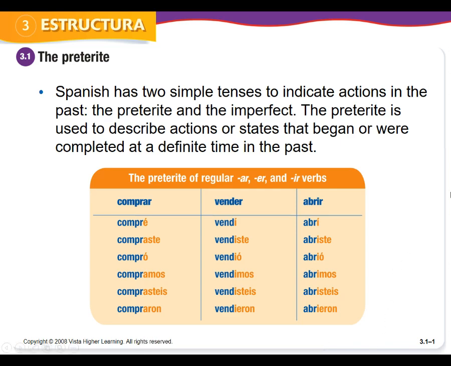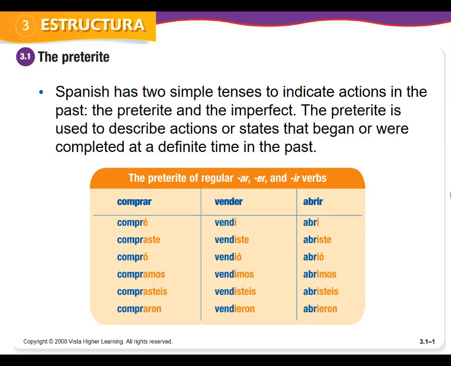All right, so this PowerPoint is going to cover the preterite, or el pretérito, which is one of two Spanish past tenses. As I start this out, what I want to explain is that, yes, in Spanish there are two different ways to say I went or I had or I saw. Okay, so we have two Spanish past tenses.